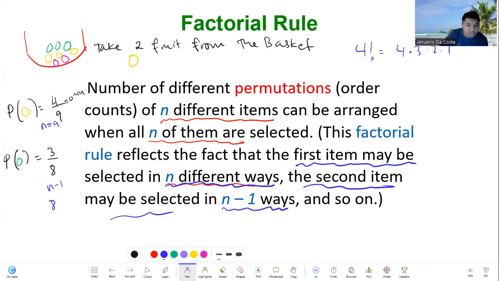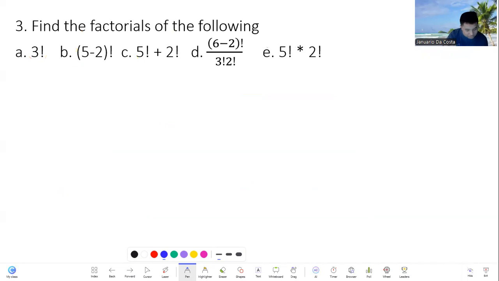All right. Let's do some examples over here. So, how do you calculate this problem? Okay, let's do letter A. Letter A is simple. 3 factorial is simply 3 times 2 times 1, which is equal to 6. That's easy.